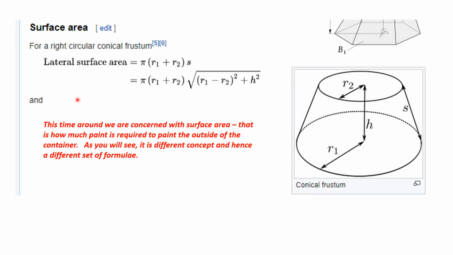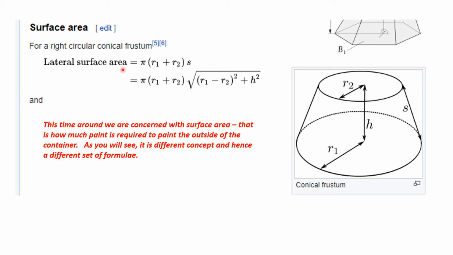By way of introduction, we're going to be dealing with a different geometrical figure, so we're going to talk a little bit about this. If you take a right circular cone and cut it off part way up, you get something that's called a frustum, and it looks a little bit like a lampshade perhaps. And we're concerned here with the lateral surface area, which means we're painting the outside of the frustum.